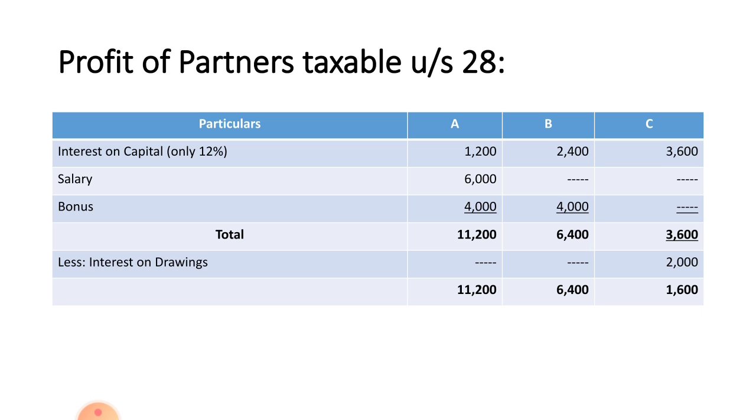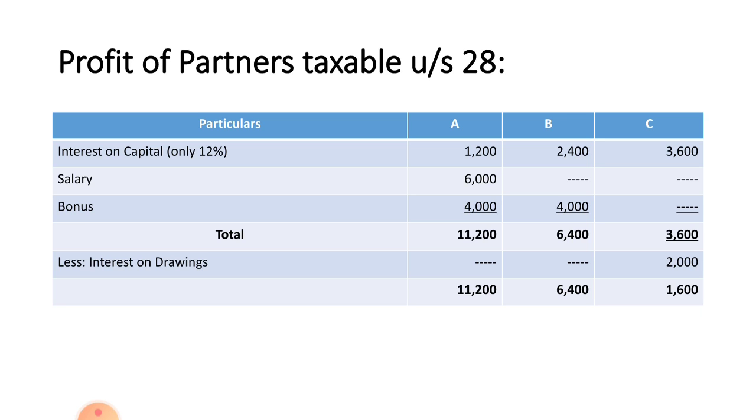12% of 2,000, 1,200, that is 12 by 20. Next 4,000 into 12 by 20, 2,400, and 6,000 into 12 by 20, that is 3,600.